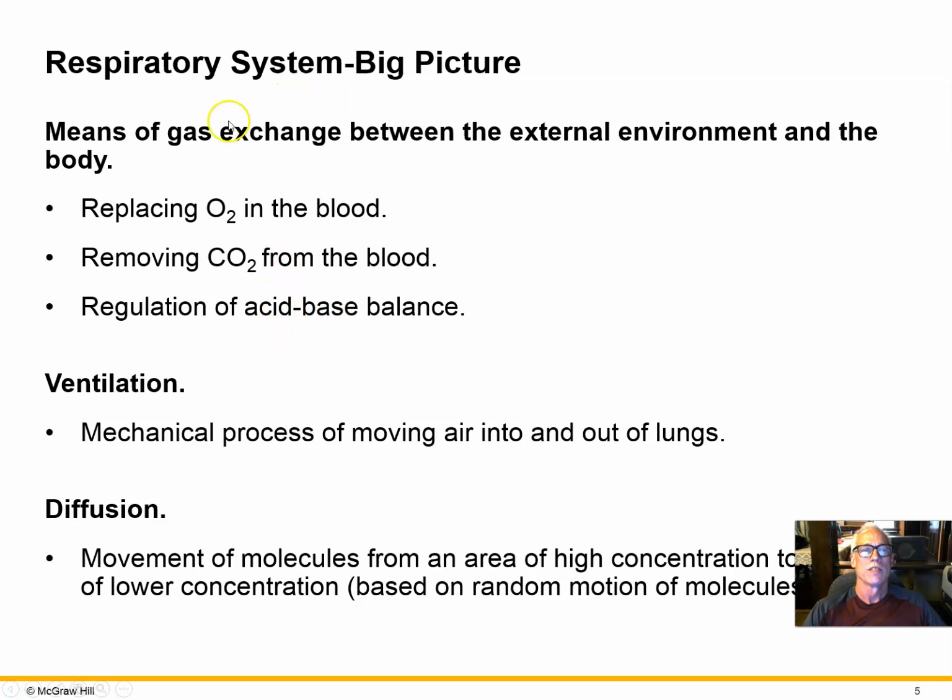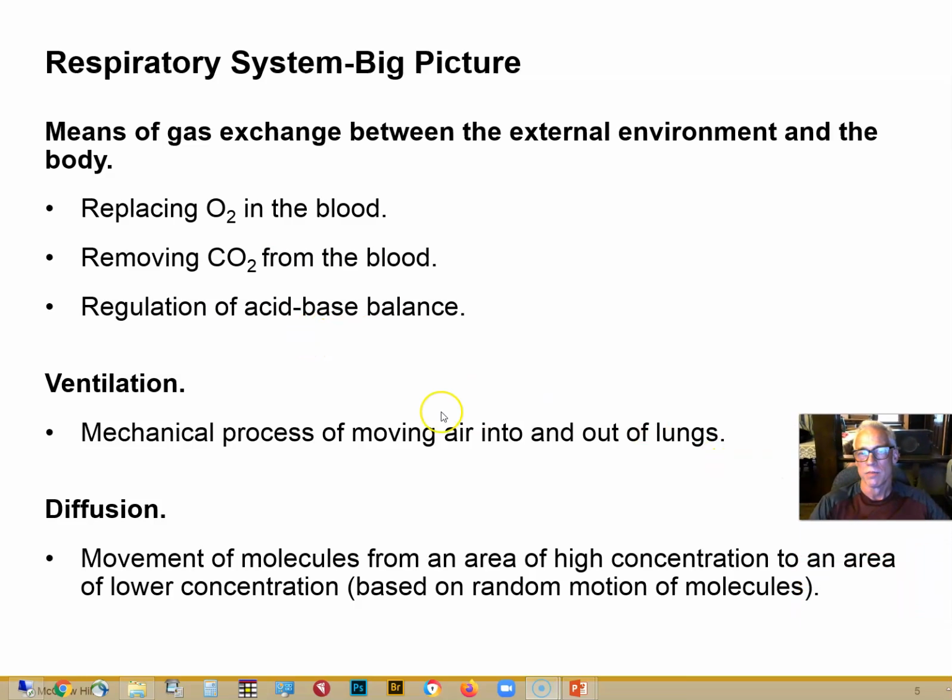So, when we send the blood to the lungs, we're going to be replacing the oxygen that was taken out of the blood in the tissues for use by the cells. We're going to remove the CO2 that was placed in the blood by the cells during cellular respiration and breathe it out of the body. And as I said, we're also going to be controlling acid-base balance. We're going to make sure the pH of the blood stays constant by virtue of the lung function.